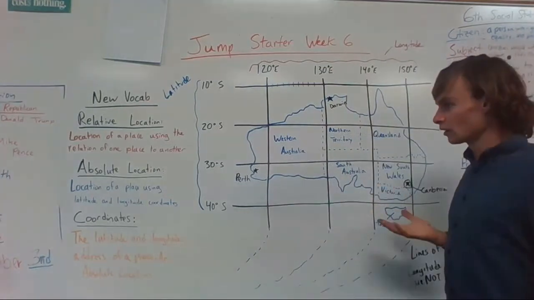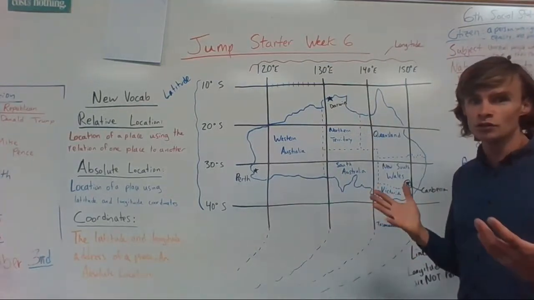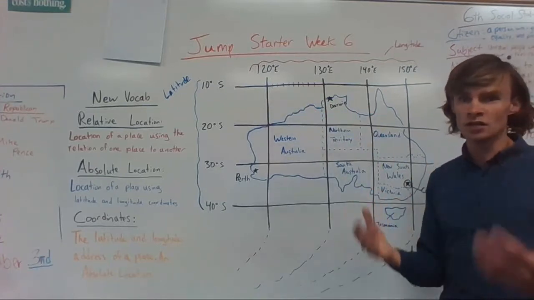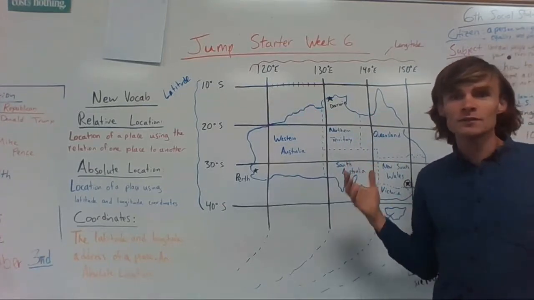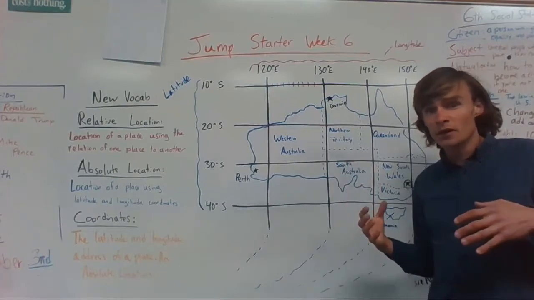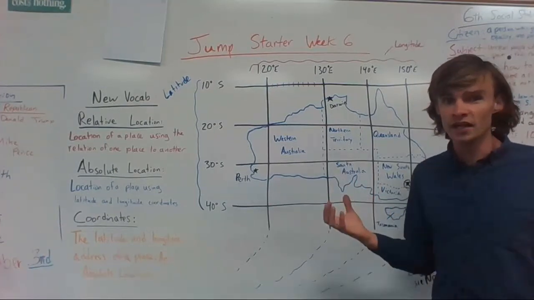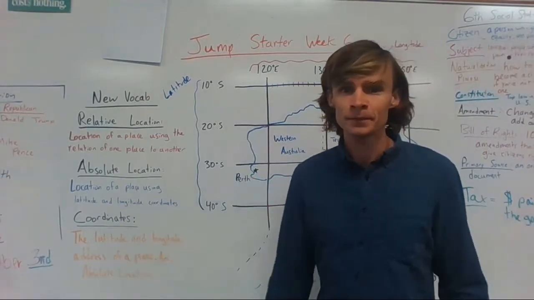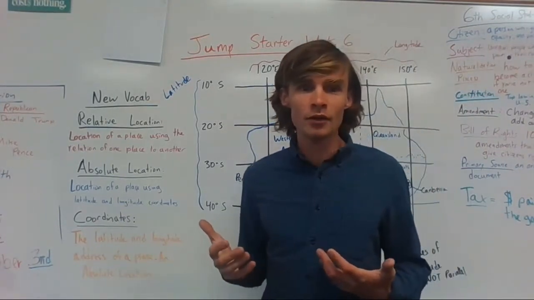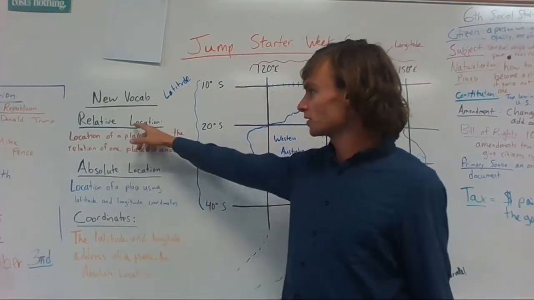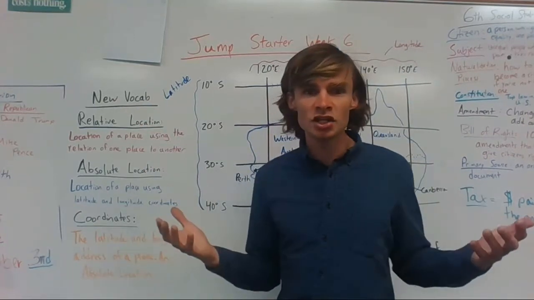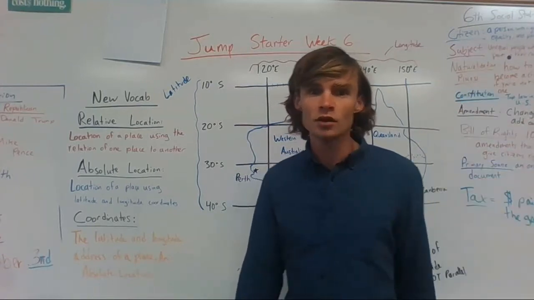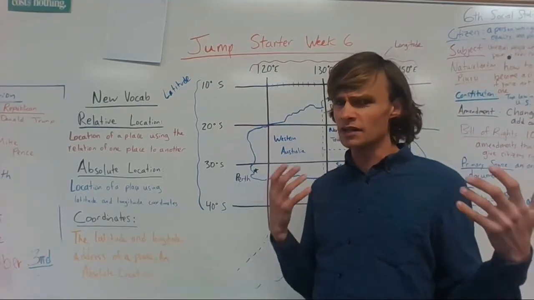A grid we learned about last week, and how we can use grids to find more specific locations. Last week we numbered grids by letters and numbers. This week we're going to use a new term called coordinates to find exact or absolute locations. So we have three new vocab words to learn this week. A relative location is a location of a place using the relative location to another. That might sound weird. Let's give an example.